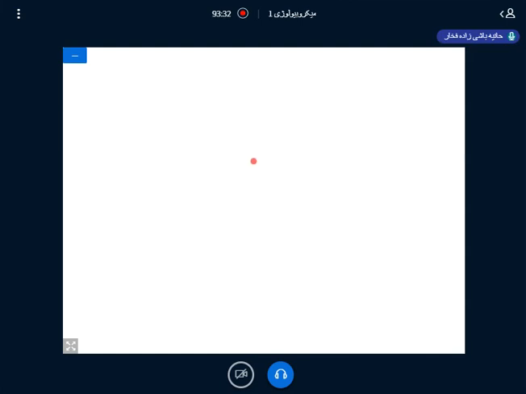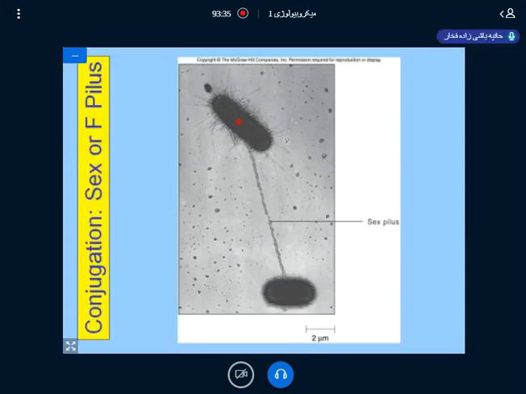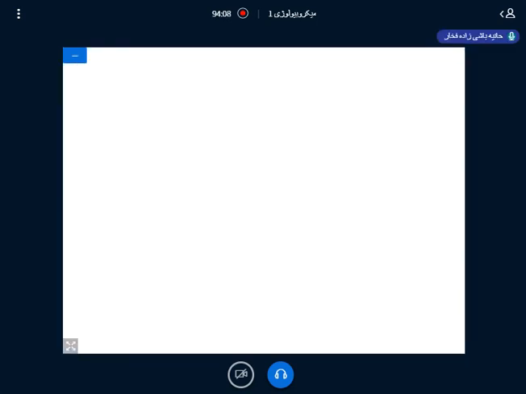Like this. Here, look here, look here. This is sexual, okay, and it can be F factor and it can be Hfr. Look here. Okay. Do you have any question? Okay. This slide is very good for you and explains enough to you.